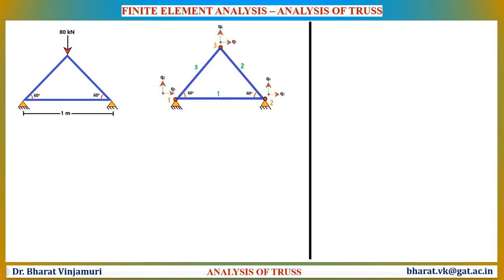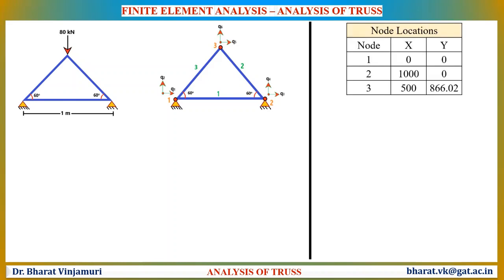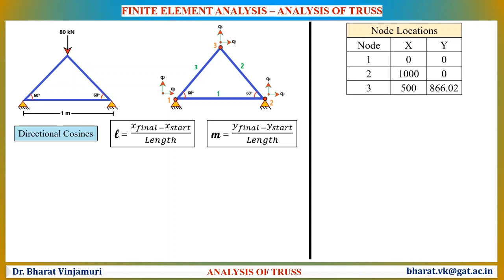To find the directional cosines, the node locations are most important. These are the equations which are used to find the directional cosines. In this case, x final represents the x coordinate of the end node of a particular element and x start represents the x coordinate of the starting node of an element. Similarly, m represents the y coordinates.